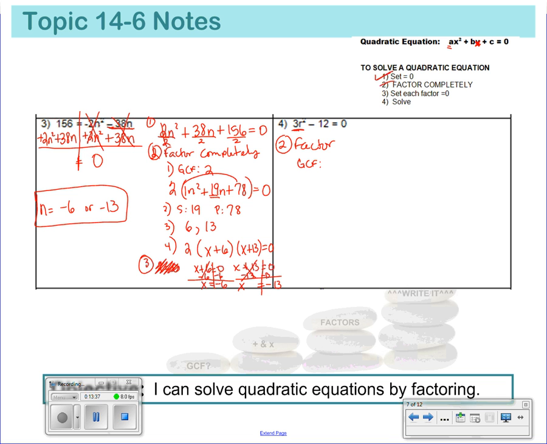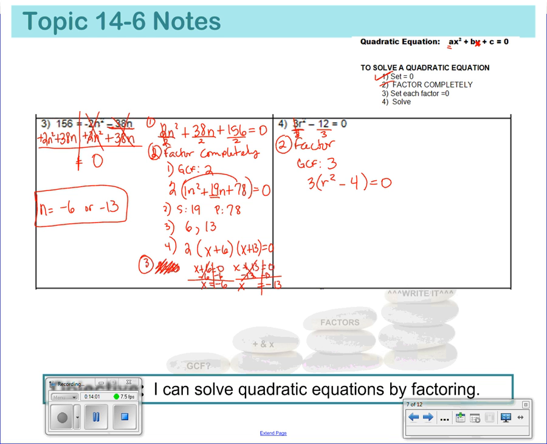I see a 3 in front of the r squared. 3 does go into 12, so I know 3 is going to be one of them. I see r with the first term, but not the second term, so r is not part of it. 3 is going to factor out. Let's divide everything by 3. That leaves us with r squared, and then 12 divided by 3 gives us a 4. That is equal to 0.